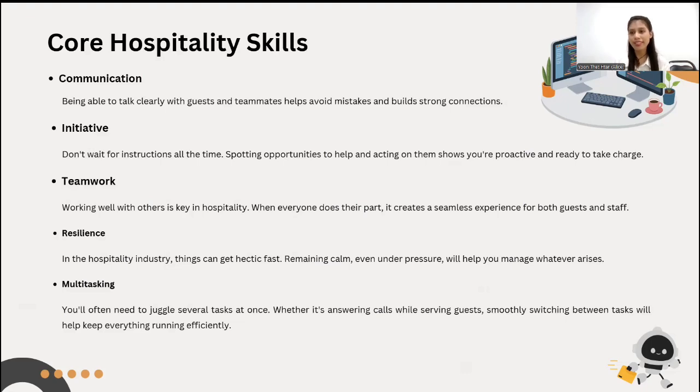And last but not least, multitasking. Multitasking is a very valuable personal quality that everyone should have because in the hospitality sector, you need to juggle so many tasks at once. If I have to give an example, sometimes you need to answer calls while serving guests, and it can be very tempting and a headache. However, you need to smoothly switch between tasks, which will help you to keep everything running efficiently. So, by knowing and trying to elevate those core hospitality skills, you will be able to keep AI or robots from taking the employment opportunities of human beings.